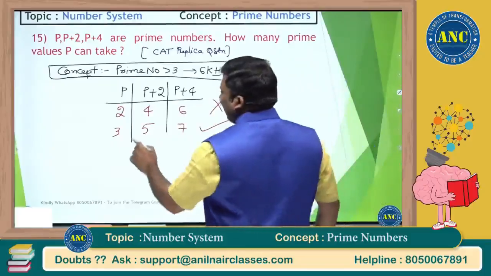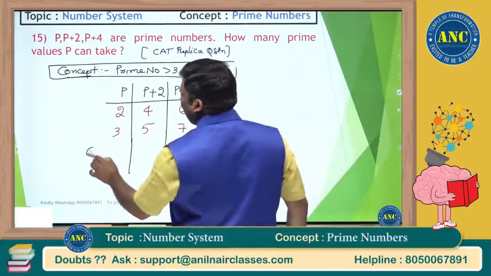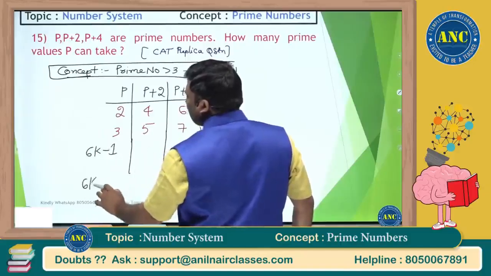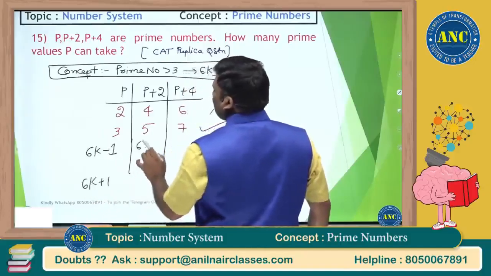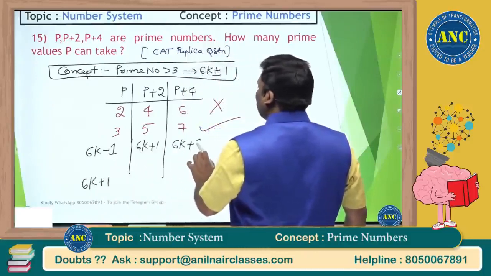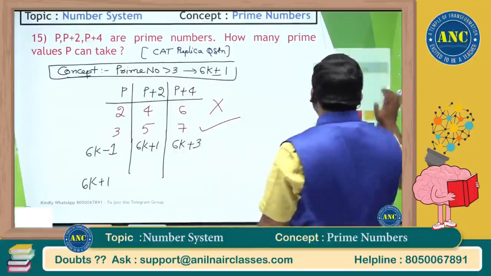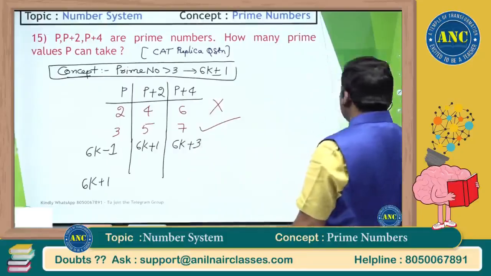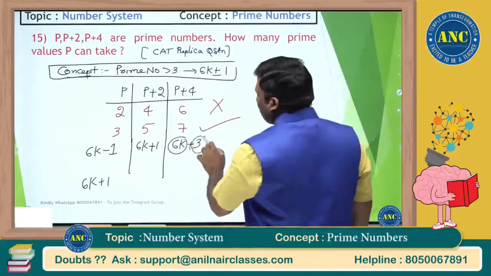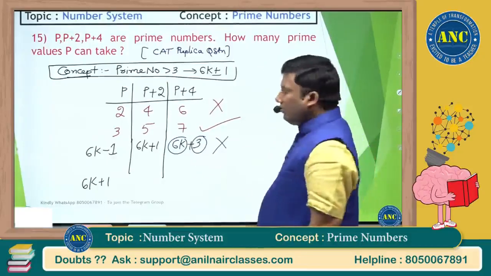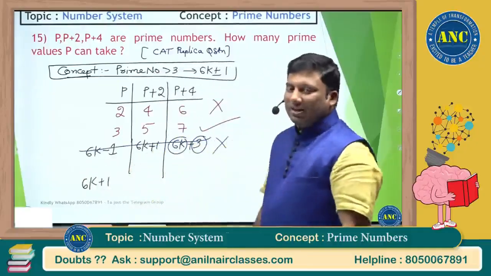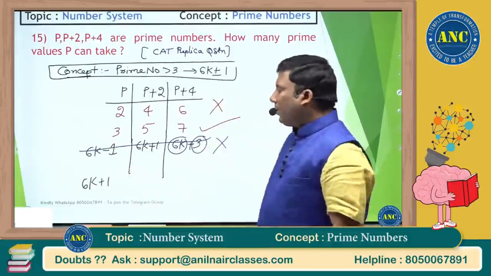Any prime number greater than 3 is of the form 6k minus 1 or 6k plus 1. 6k minus 1 plus 2 is 6k plus 1, and 6k minus 1 plus 4 is 6k plus 3. Now listen carefully. 6k is divisible by 3, and 6k plus 3 is also divisible by 3. So one value will be divisible by 3, but all three should be prime numbers.